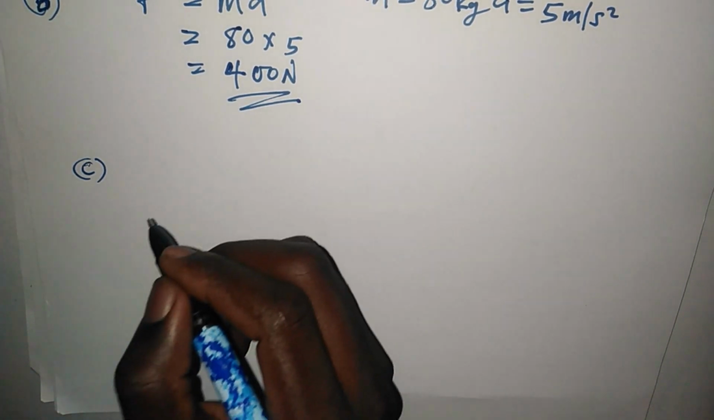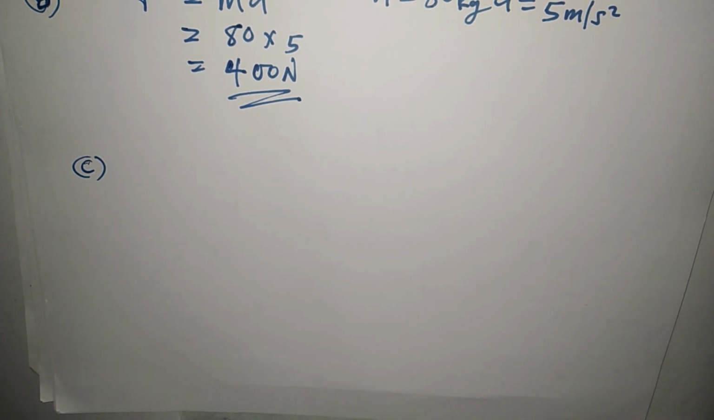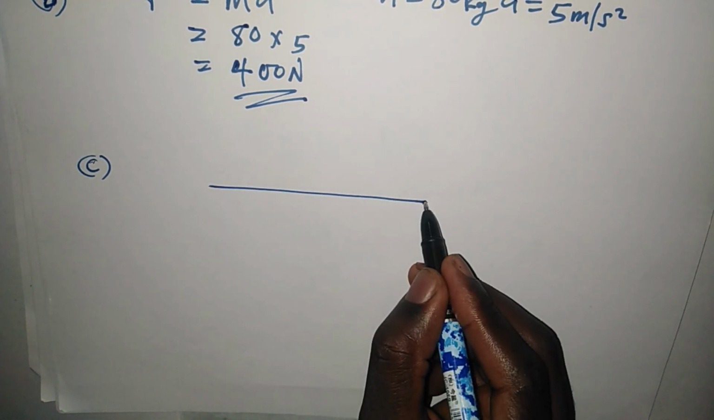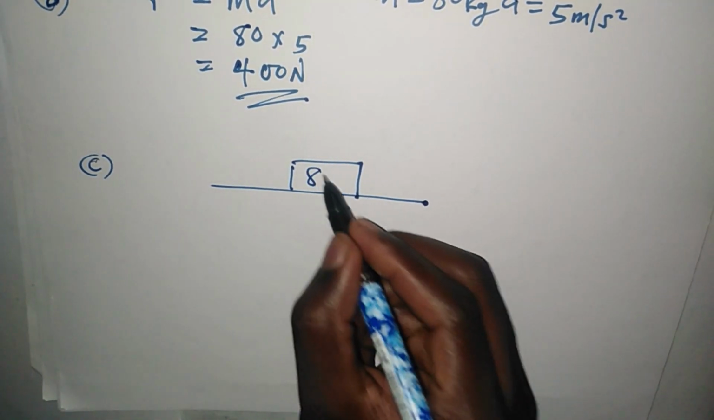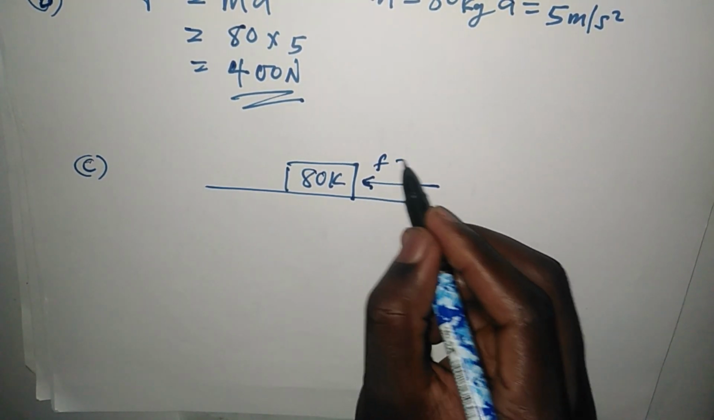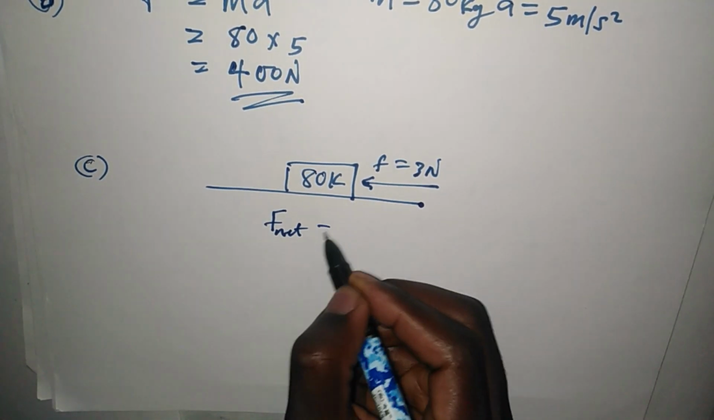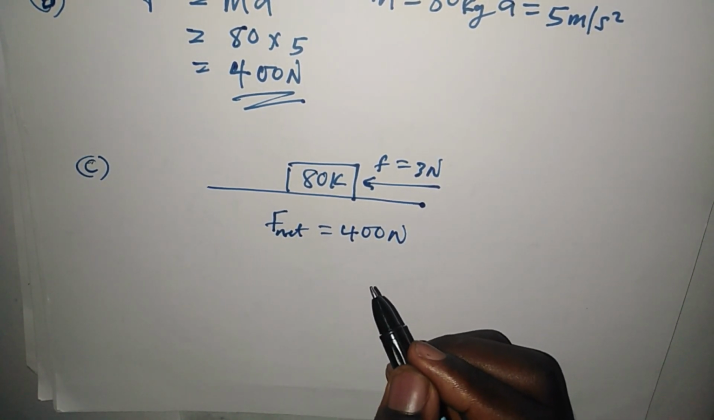C. Now, for C, it says if the frictional force is 35 newtons, what is the applied force? So let's draw a diagram. This is our horizontal surface. This is our mass, right? Mass of 80 kg. Now we have a frictional force of 35 newtons, right? We have a net force of 400 newtons. Now what we're looking for is our applied force.